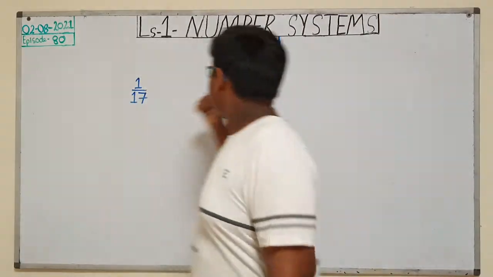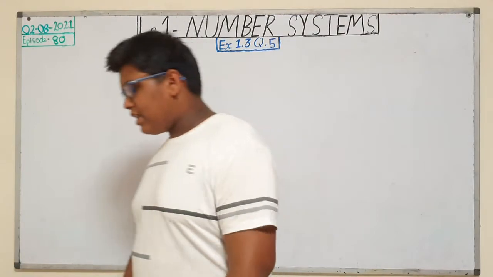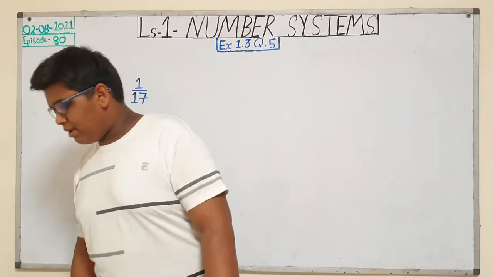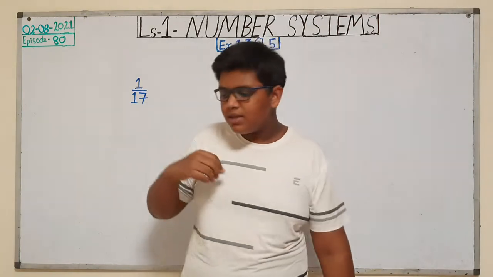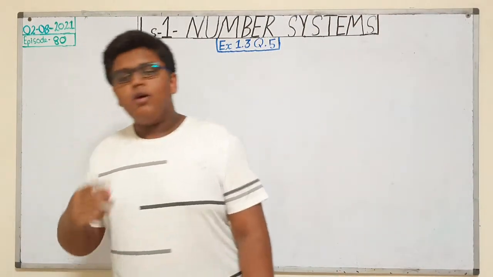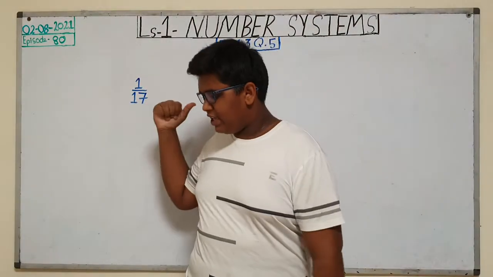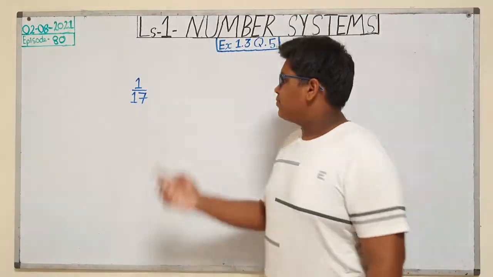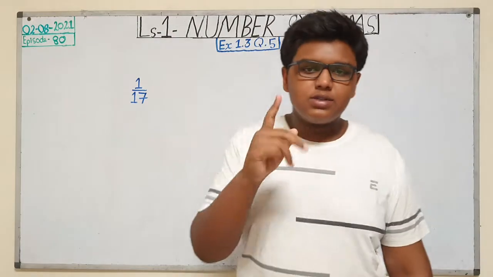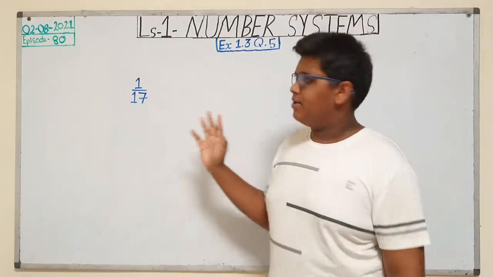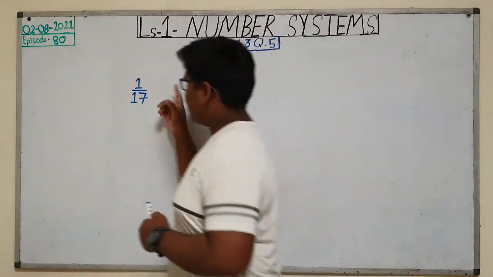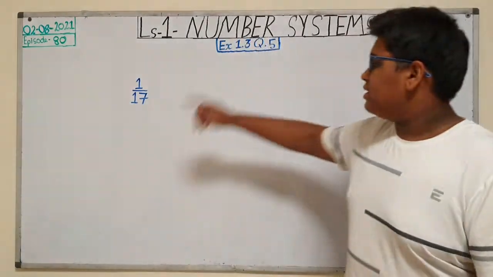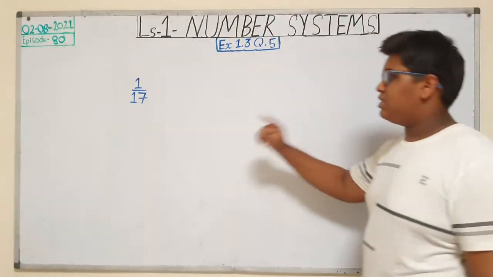Okay, so question number 5 is: what can the maximum number of digits be in the repeating block of digits in the decimal expansion of 1 by 17? Perform the division to check your answer. Now they have given us 1 by 17, so it's a number in the p by q form. We have to show how we can express it in the decimal expansion. So this is the question.